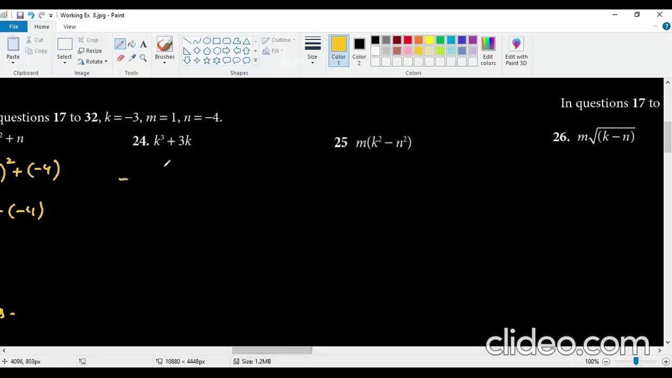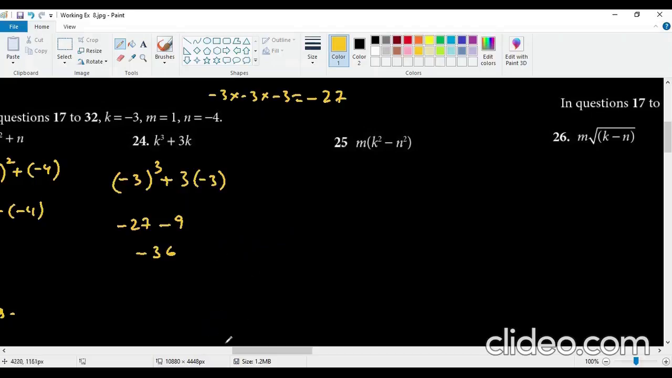Value of k is negative 3, which is a cube, plus 3 times negative 3. This is giving you a negative 27, because minus 3 times minus 3 times minus 3 is going to give you a negative 27. And this gives you minus 9. So minus 9 and minus 27 is going to give you a 36.